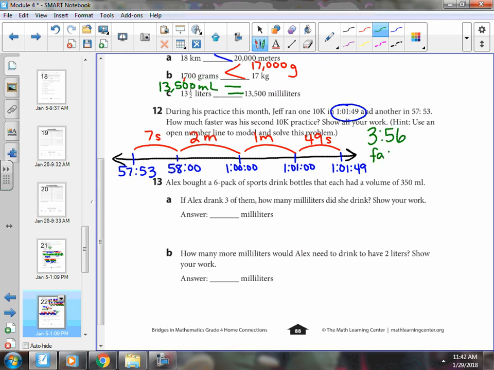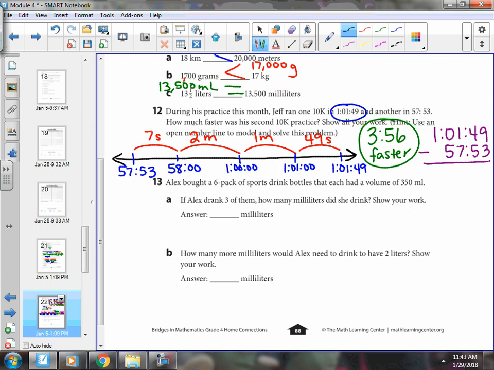But I'm going to show it with a subtraction problem as well to show that you can also do that. All right, so I'm going to start at my bigger number, 1 hour, 1 minute, 49 seconds, and subtract the smaller number, 57 minutes, 53 seconds. Remember that the most powerful number in time is 60. So before you can subtract like normal, you have to do a whole bunch of regrouping.